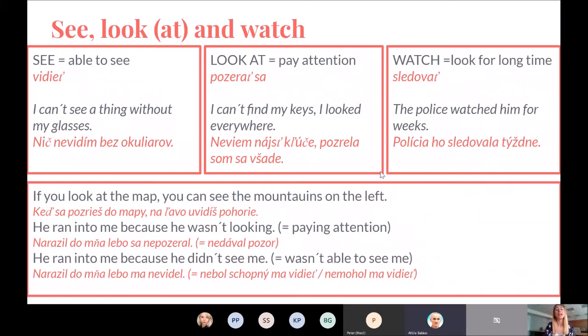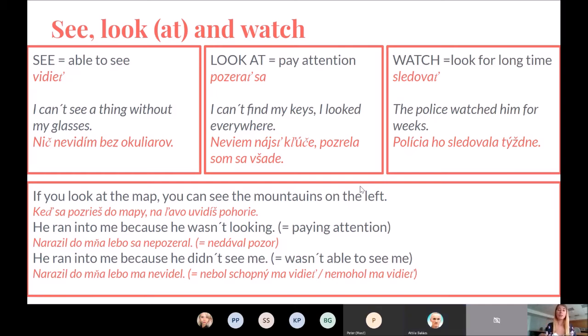Then the second sentence, he ran into me because he wasn't looking. Okay, he wasn't paying attention. For example, if you're driving in your car, you need to pay attention, but maybe you're looking at your phone, hopefully not. Okay, but if you're looking at your phone, you're not looking in front of you. And then the third example sentence, he ran into me because he didn't see me.